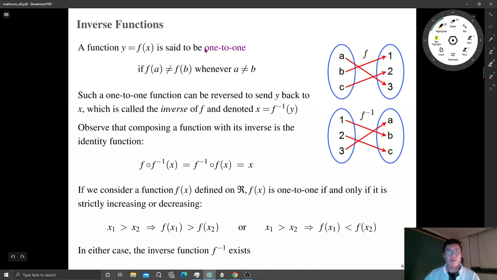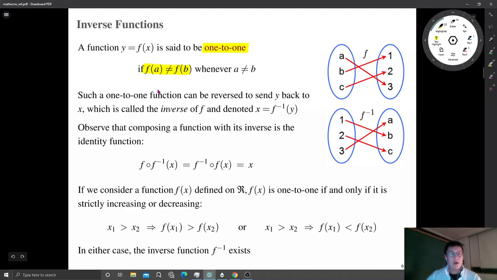The one-to-one function is defined as follows: whenever we have two different inputs, so a is different from b, then the function's outputs will also be different. f of a will be different from f of b. Then we say the function is one-to-one. And for this type of one-to-one function, we can change the order. So we can think of the inverse of this relation, just like the inverse matrix in linear algebra.